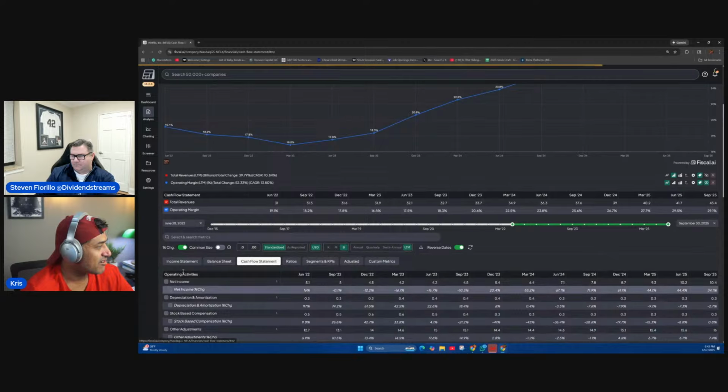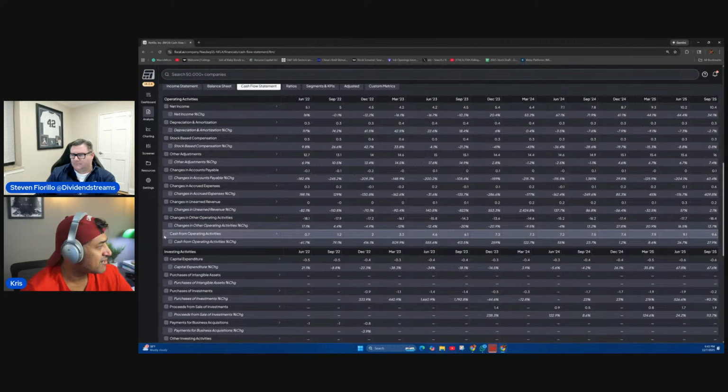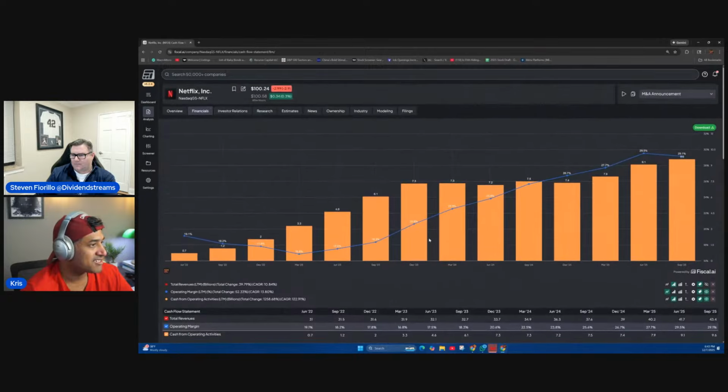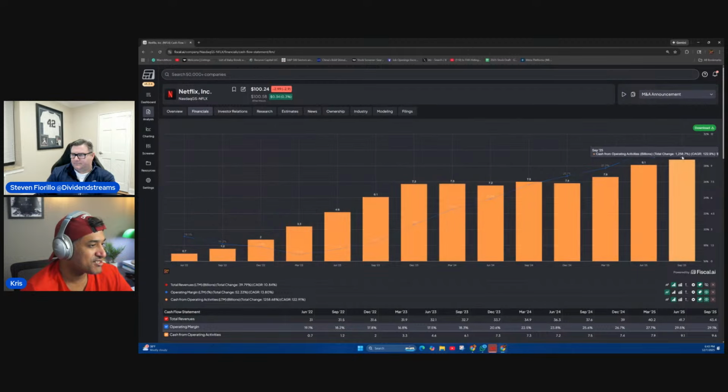Because the cost to serve every additional user becomes less and less over time. So they've got almost 29-30% operating margins. Which business do you know that has that kind of margins? Very little input, a lot of cash flows.